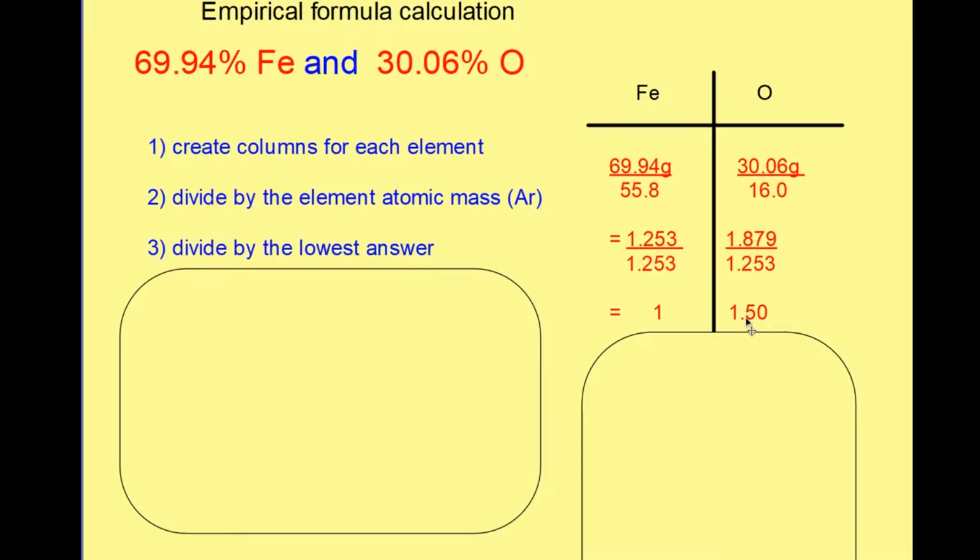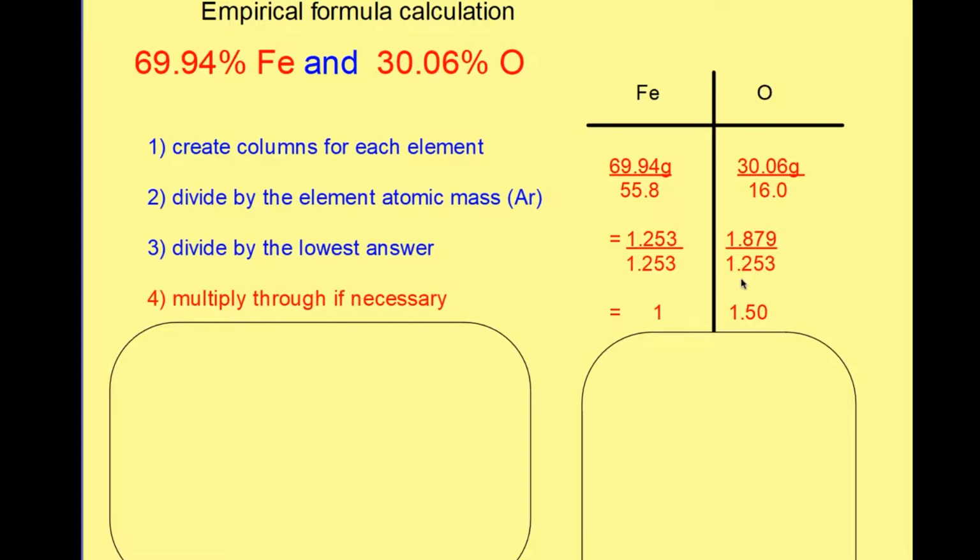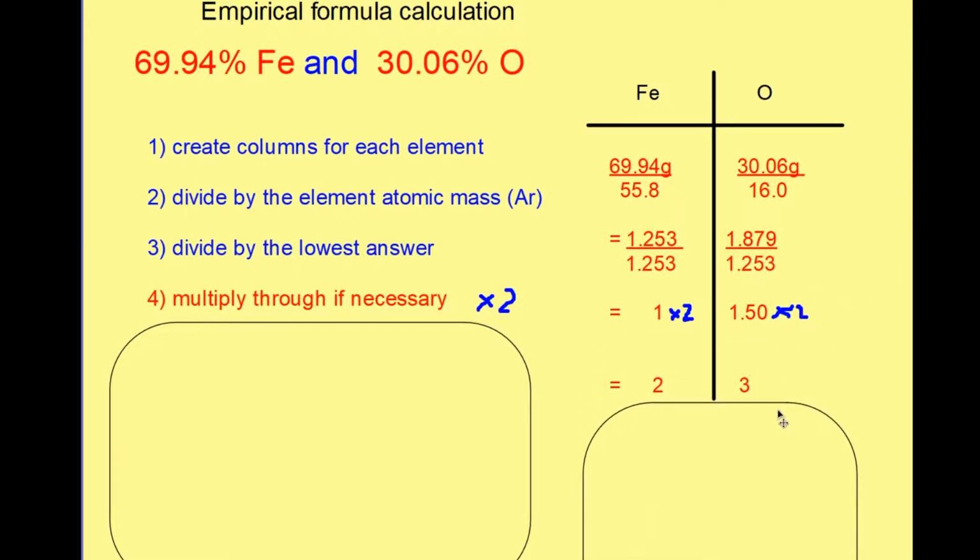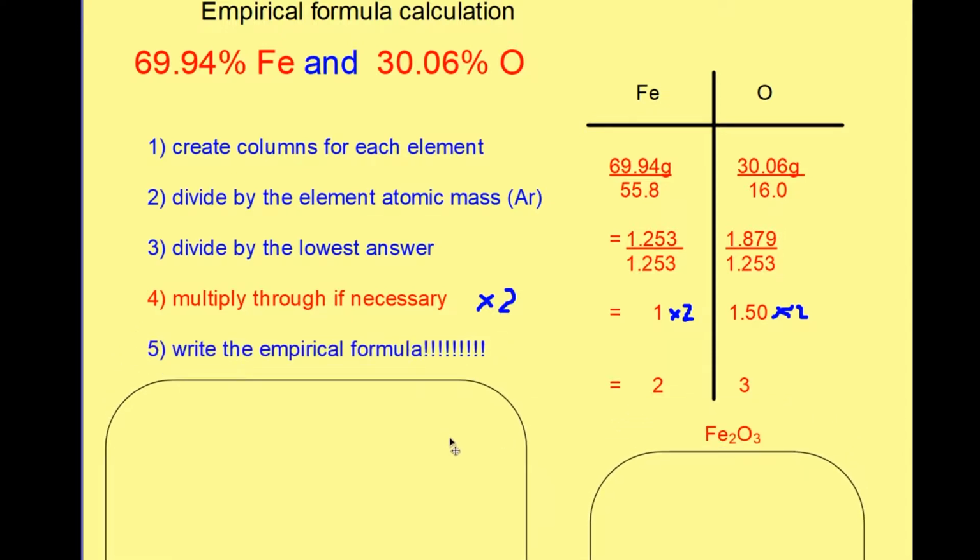But now you can see that this is coming out as 1.50. So at this point we would multiply through if necessary. Looking at that, I can quite clearly see that if I multiply through by 2, then that is going to become 2, isn't it? And this is going to become 3. Sorry about my fighting with a mouse. So that is the simplest whole number ratio. Don't forget to write it. And it becomes Fe2O3.